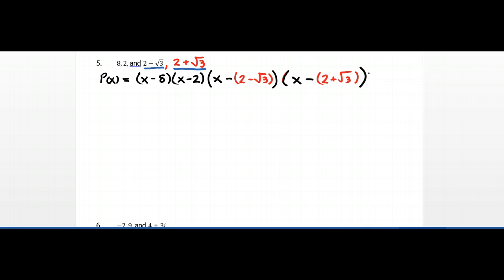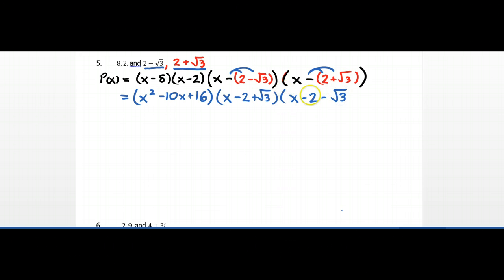Okay, so to simplify this a little bit, I'm going to go ahead and multiply, first of all, my two normal binomials here. x minus 8 times x minus 2, you'll get x squared minus 10x plus 16 when you multiply those together. Here, if I distribute my negative sign, I get x minus 2 plus radical 3. Over here, I get x minus 2 minus radical 3. Now my task is going to be to multiply these two trinomials together here at the end.